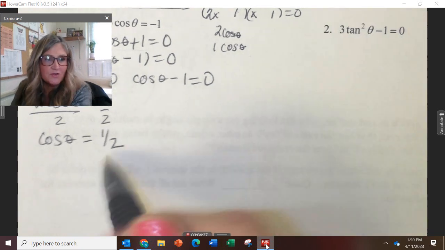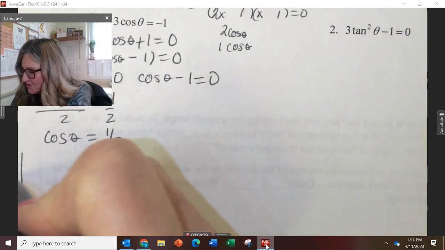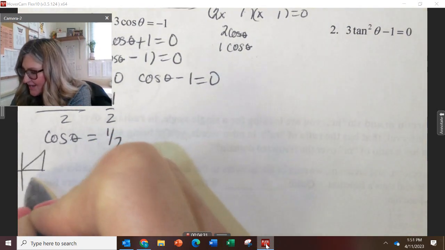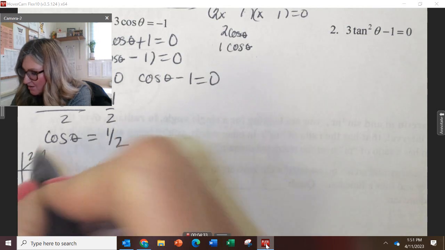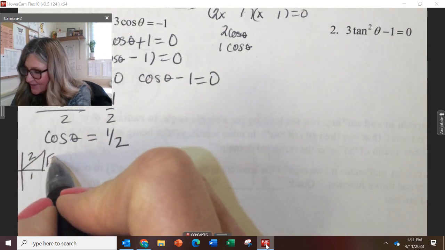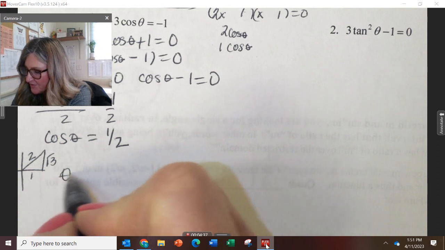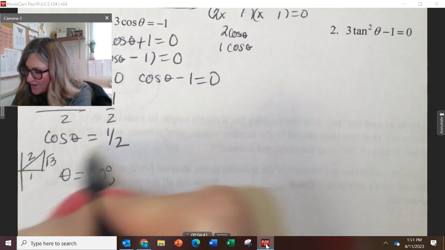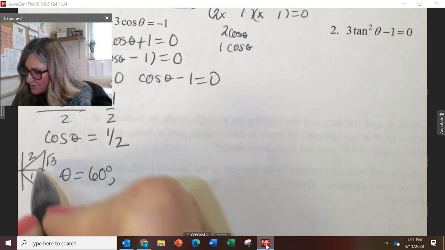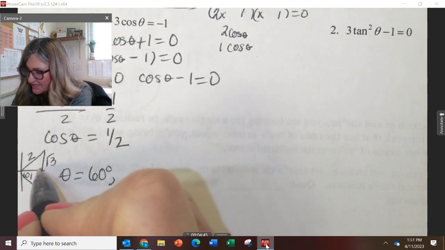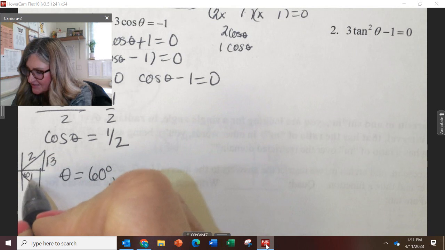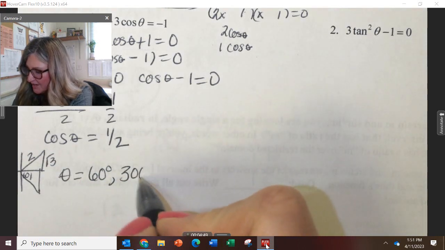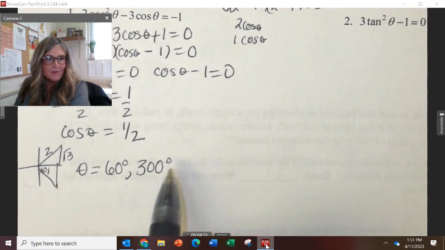If you don't know the unit circle, then you have to do the triangle thing. You're going to have to say x is 1, r is 2, this is radical 3, it's a 60-degree reference, so it's 60 degrees, and then cosine would also be positive in the 4th quadrant. Another 60-degree reference, so 360 minus 60 is 300. So that would be the answer to that.